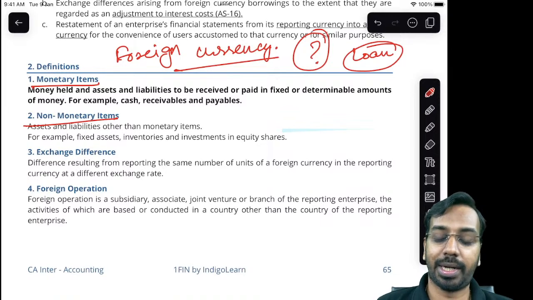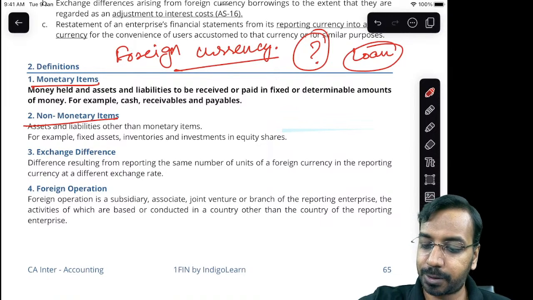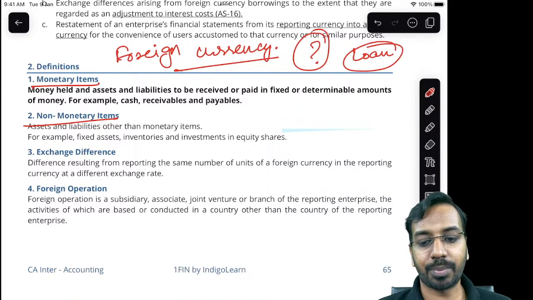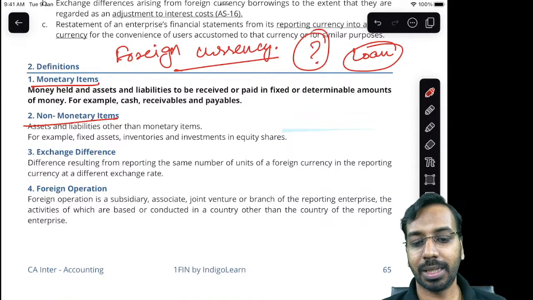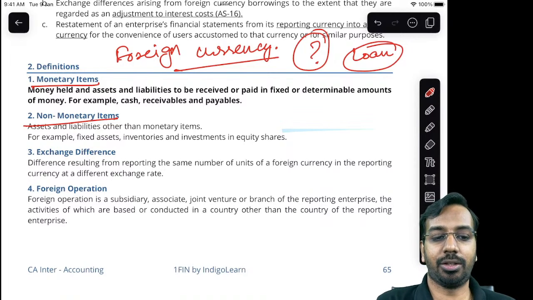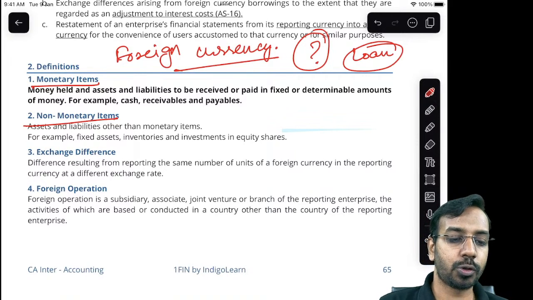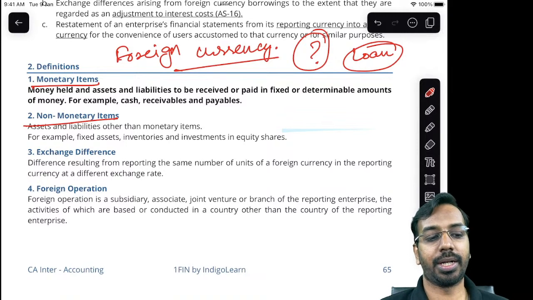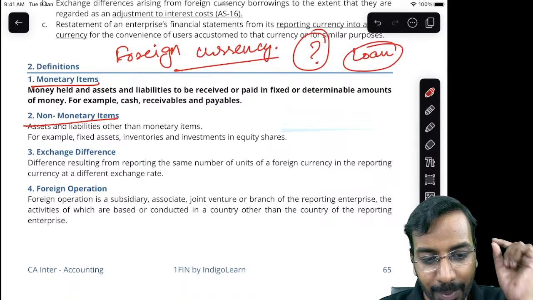Where were we? Monetary items. Okay. Now what are monetary items? See, the way you need to understand monetary and non-monetary item is something which is determined in terms of money, and if the monetary value, the money that you will receive, doesn't change, that is called a monetary item. For example, I sold some goods to a customer. Customer has to pay me 10,000. The 10,000 is a monetary item because customer will pay me 10,000.